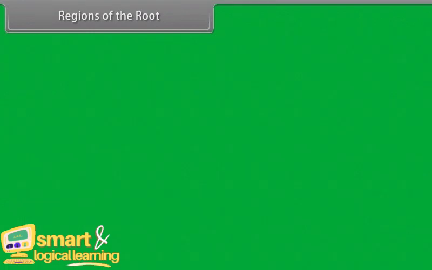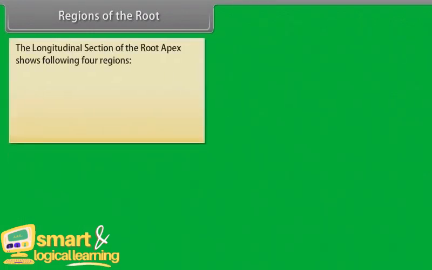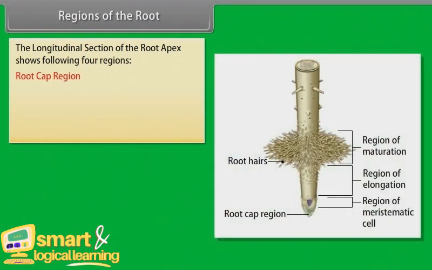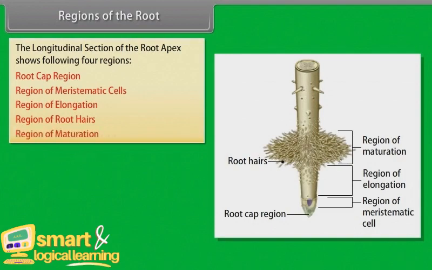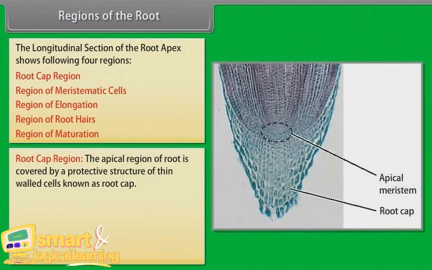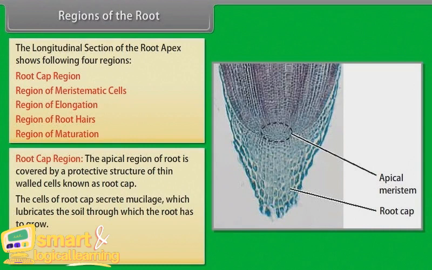Regions of the root. The longitudinal section of the root apex shows the following four regions: root cap region, region of meristematic cells, region of elongation, region of root hairs, region of maturation. Root cap region. The apical region of the root is covered by a protective structure of thin-walled cells known as root cap. The cells of the root cap secrete mucilage which lubricates the soil through which the root has to grow. Root cap also helps in the movement of root in the soil.